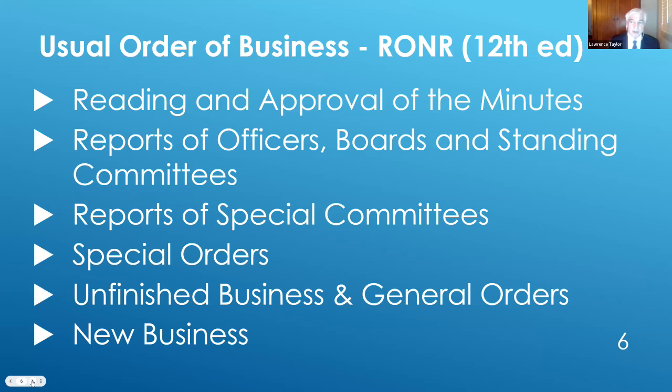So unfinished business is things that might have existed on the previous meeting that you didn't get to, and the meeting adjourned before you addressed them. And so those all move into unfinished business in the current meeting. And general orders are anything else that has been moved into this meeting by someone in a previous meeting that is not a special order. So special orders get a higher priority and are addressed first, and then you would do the unfinished business and general orders. And the final item then is new business, and we'll talk about what new business is when we get to that slide.